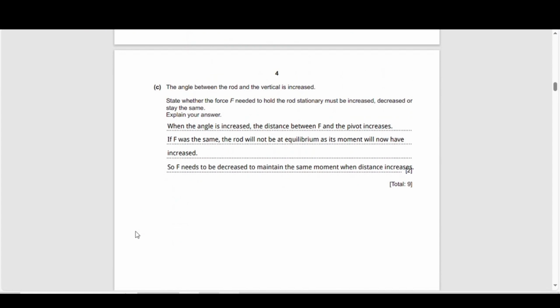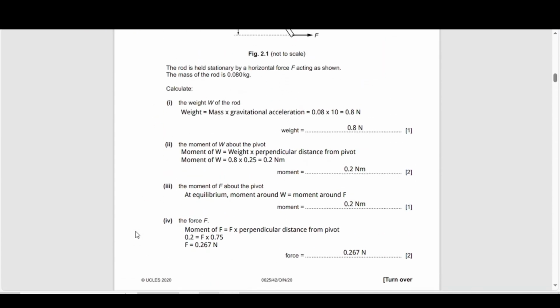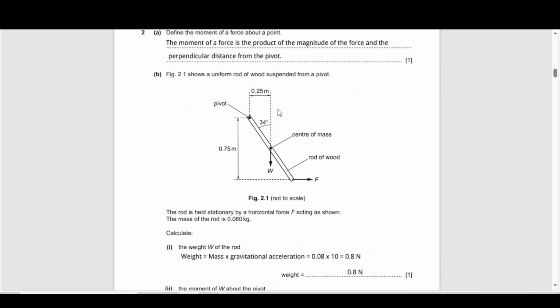The last question asks, the angle between the rod and the vertical is increased. State whether the force F needed to hold the rod stationary must be increased, decreased, or stay the same, and explain your answer. So essentially, this angle is increased. What that means is if I'm trying to keep the perpendicular there, if I move this downwards like that, I would tend to increase the angle because now the rod is pointing somewhere there. So this angle automatically increases.